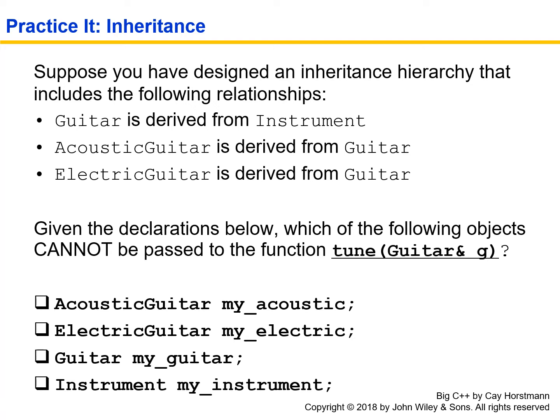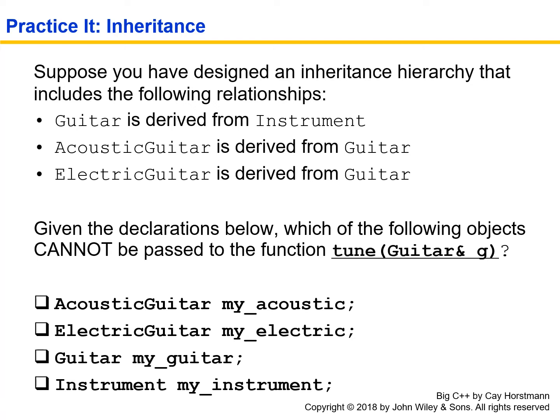Which of the following objects could and which could not be passed to the function tune? Well, acoustic guitar derives from guitar, so my acoustic could be passed. Electric guitar derives from guitar, so my electric could be passed. My guitar is just a guitar, so of course it can be passed.